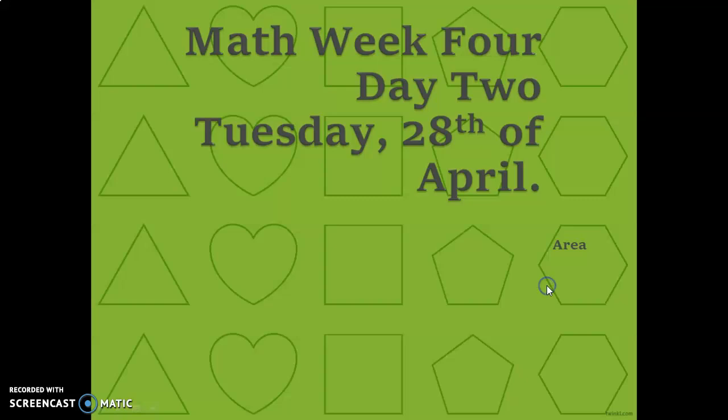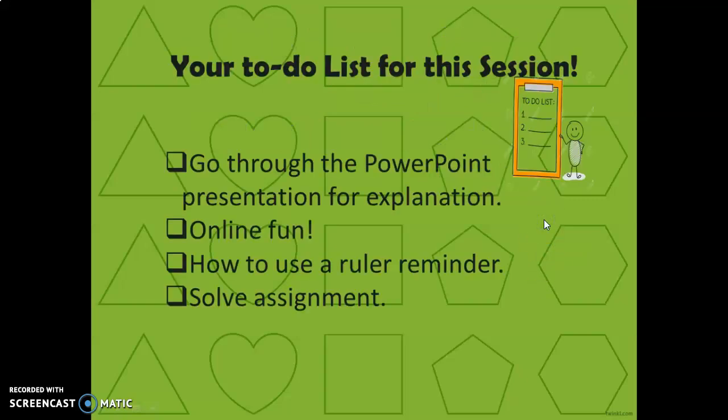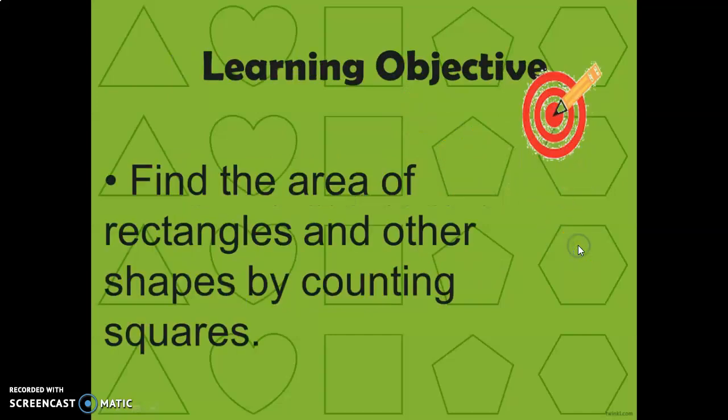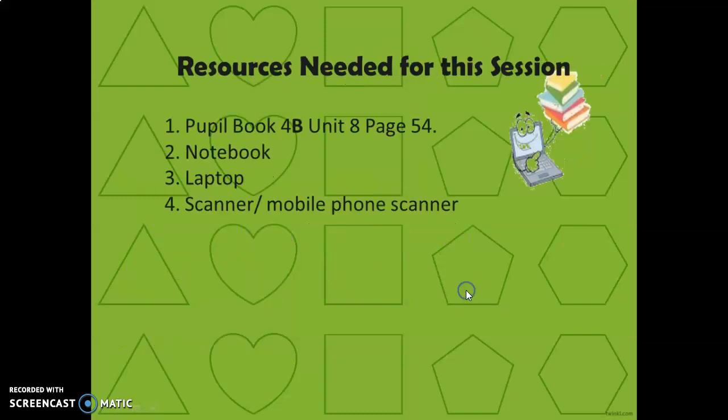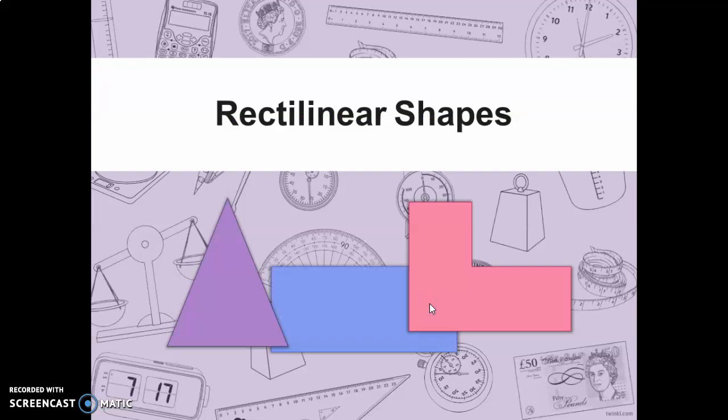Area. This is your to-do list for this session. Your learning objective is to find the area of rectangles and other shapes by counting squares. These are the resources needed for this session. Now, here's a warm-up. Rectilinear shapes.